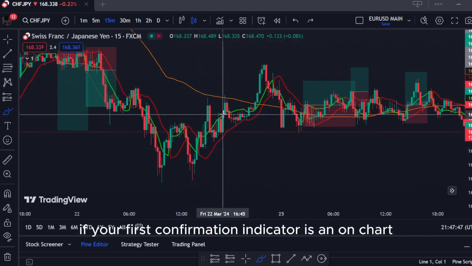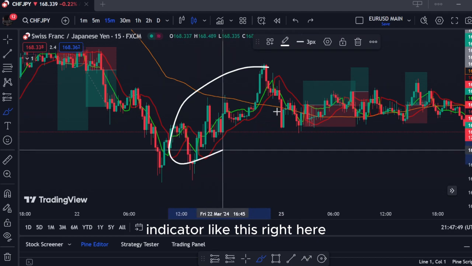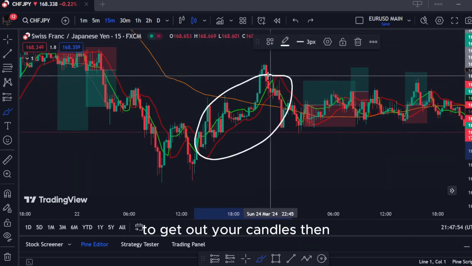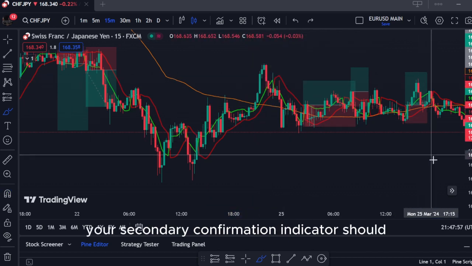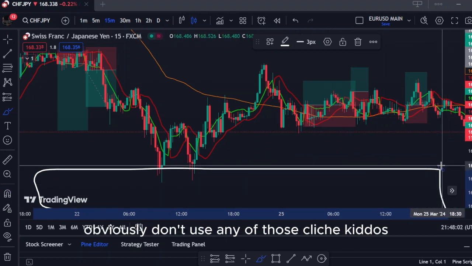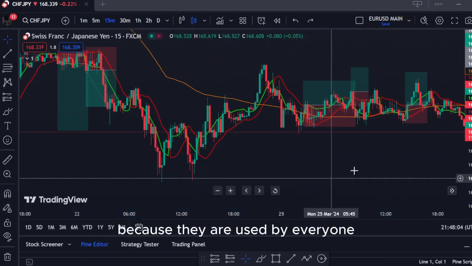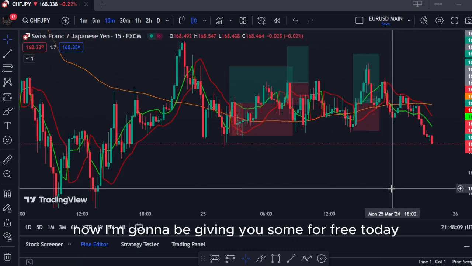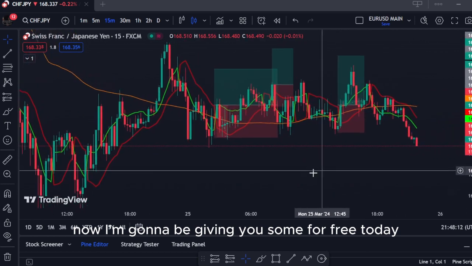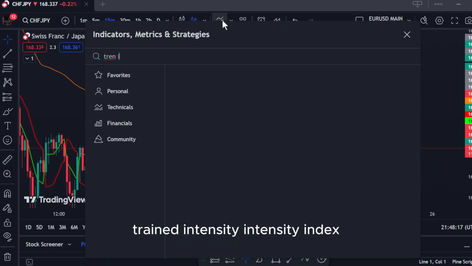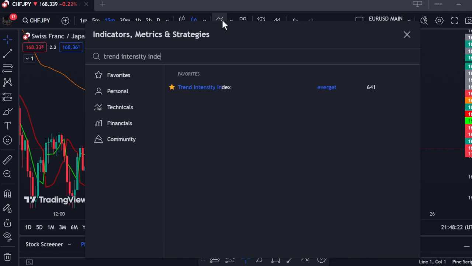If your first confirmation indicator is an on-chart indicator, like this right here is an on-chart indicator because it appears directly on the chart together with your candles, then your secondary confirmation indicator should be a separate window, okay? Like your RSI, your MACD. Obviously, don't use any of those cliche indicators because they are used by everyone and most likely they are not profitable, okay? Now, I'm going to be giving you some for free today. Just click on your indicators tab and type trend intensity index, okay?